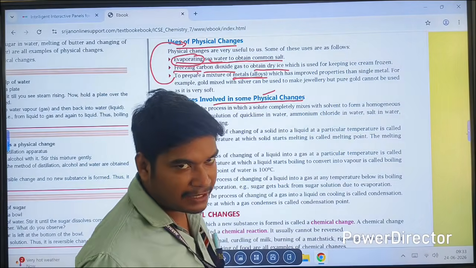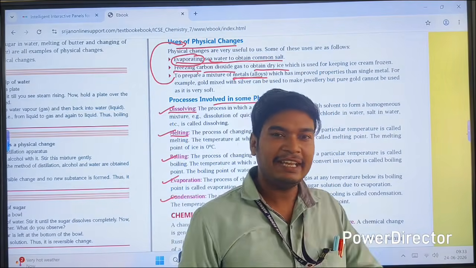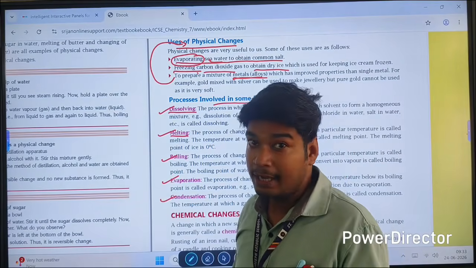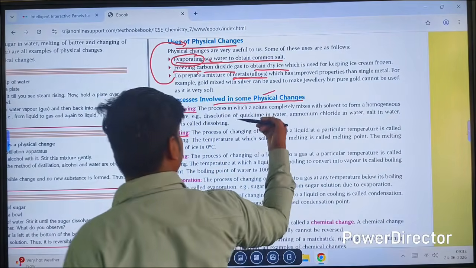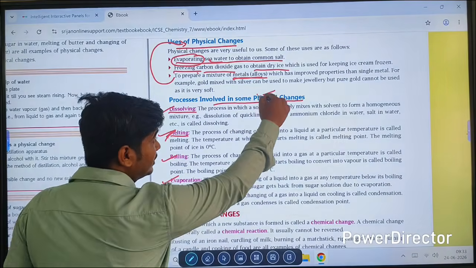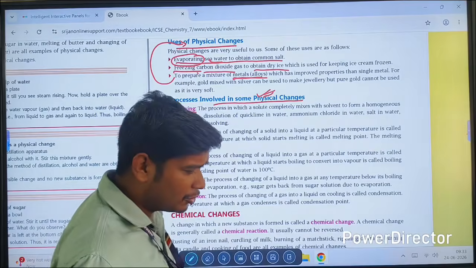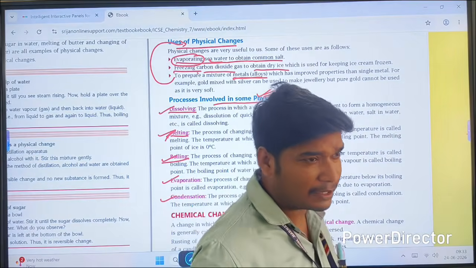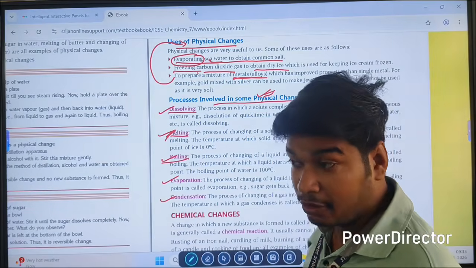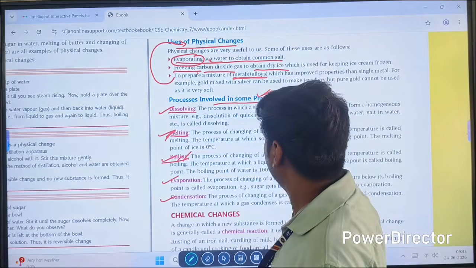Melting: if you melt ice, what will you get? Water. And again, if you keep that water in the refrigerator, it will convert into ice. So this can be reversed, and it comes under physical change. Boiling: if you boil water or any liquid, it will convert into water vapor, but after cooling, that water vapor will convert back into liquid water. So this can also be reversed, and it comes under physical change.